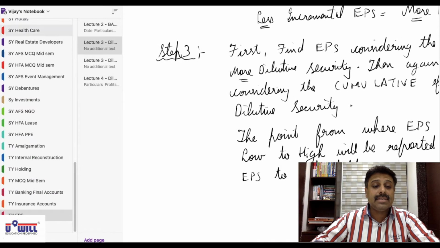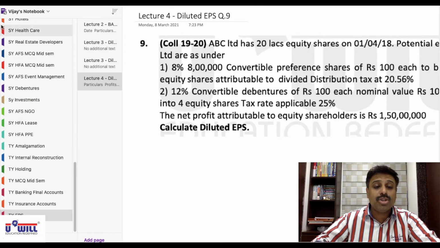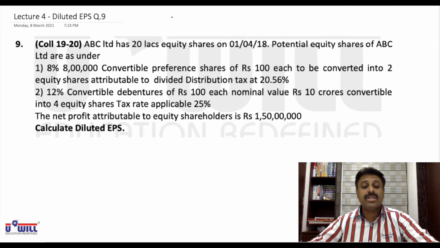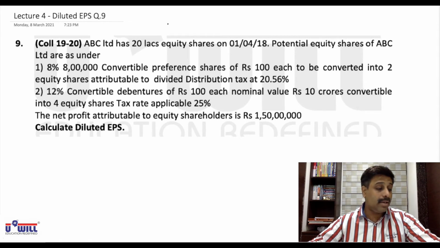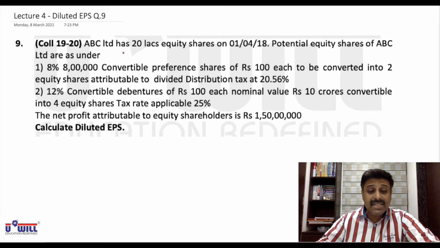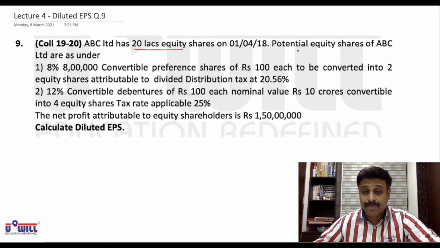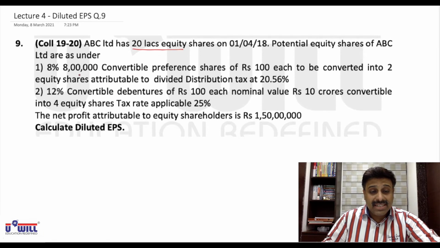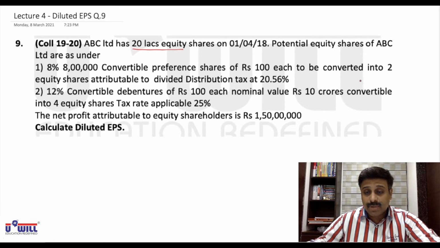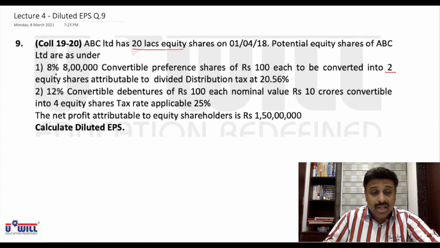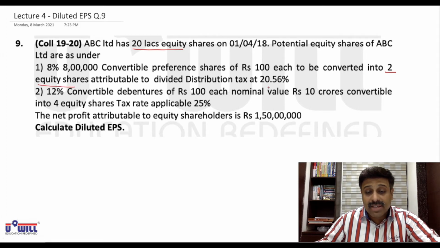To understand these 3 steps, all of you look at question number 9. All of you take out your study material and look at question number 9. Be attentive. ABC Limited has 20 lakhs equity shares on 1/4/18. So these are the existing equity shares. Potential equity shares of ABC Limited are as under: 8% 8 lakh convertible preference shares of 100 each to be converted into 2 equity shares, attributable to dividend distribution tax at 20.56%.